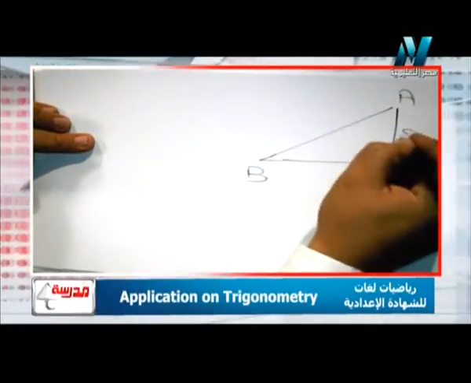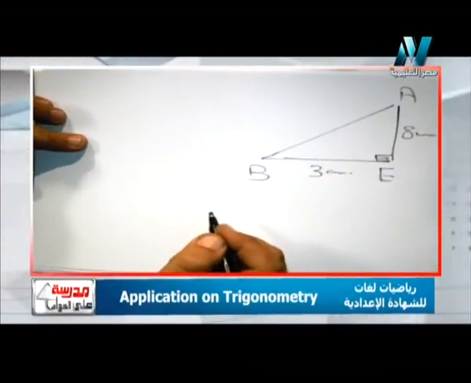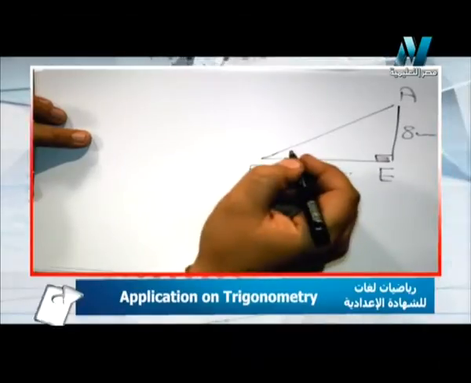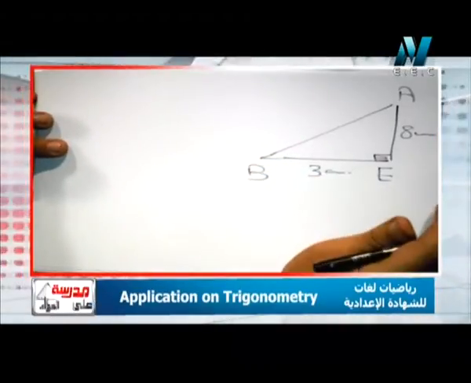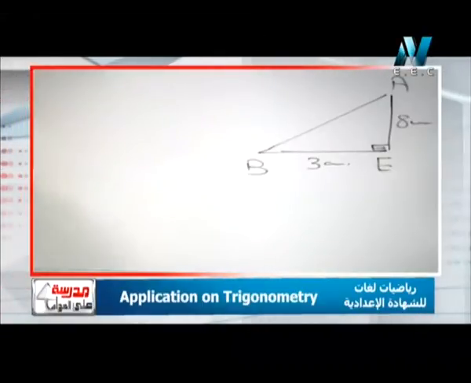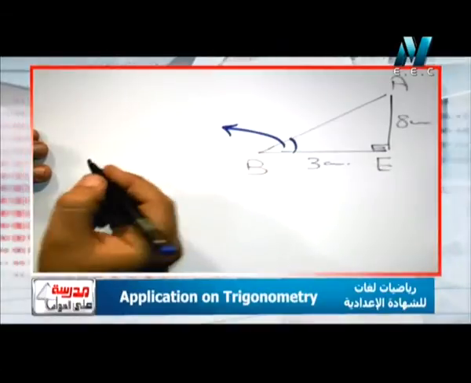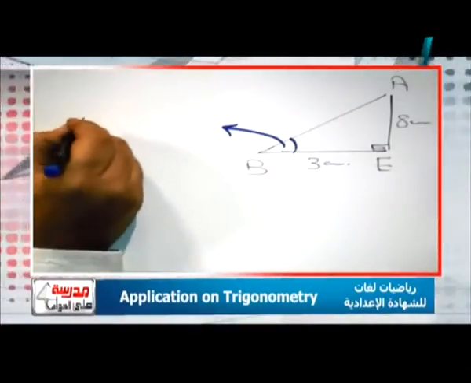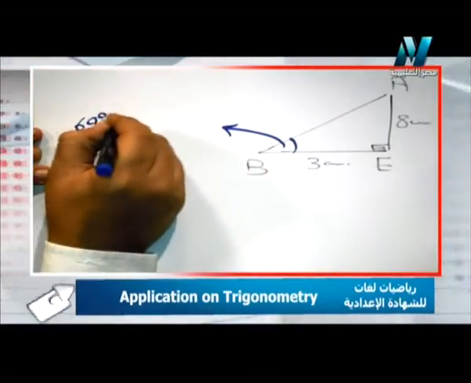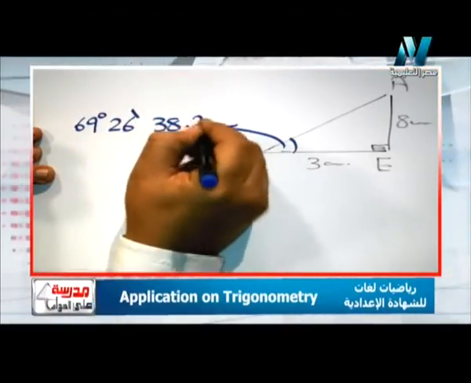This is 8 centimeters and this is 3 centimeters. We got before the measure of angle B, and I'm going to put it here. The measure of this angle we got as 69 degrees, 26 minutes, 38.24 seconds.